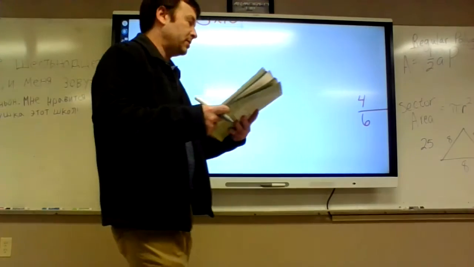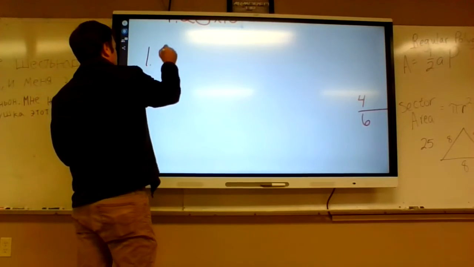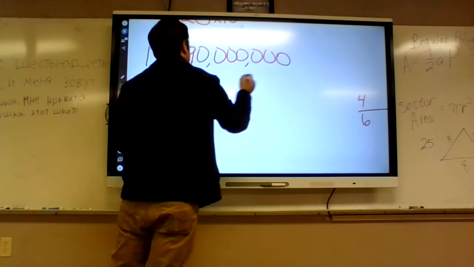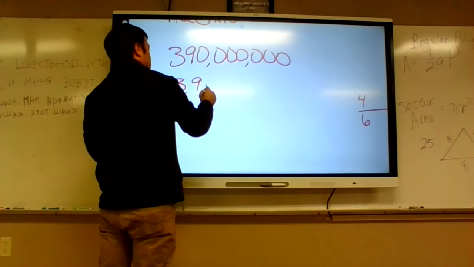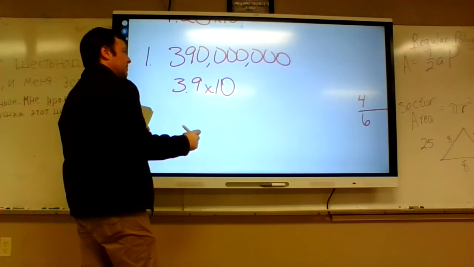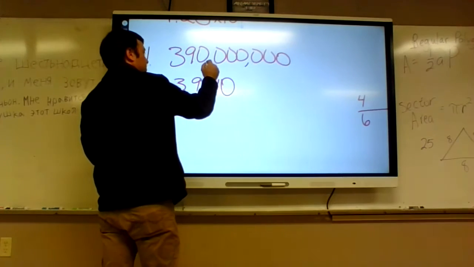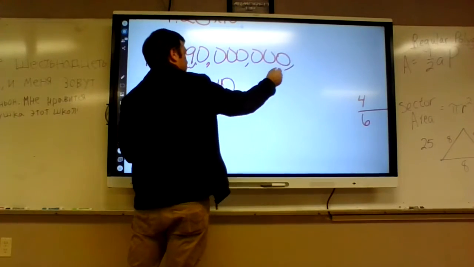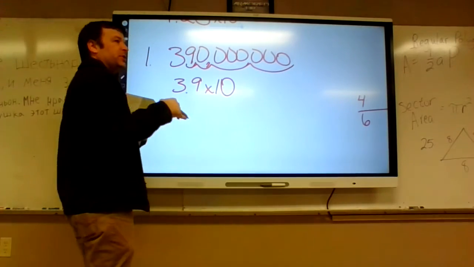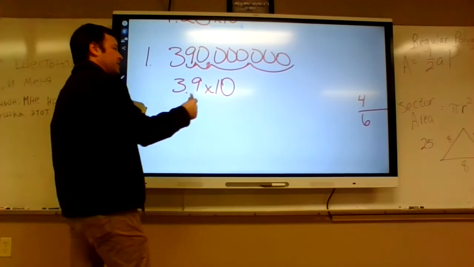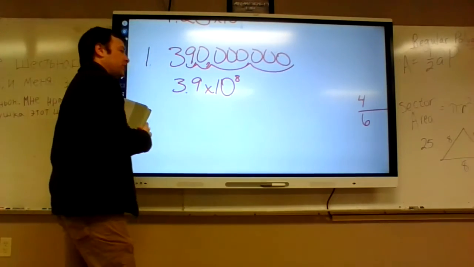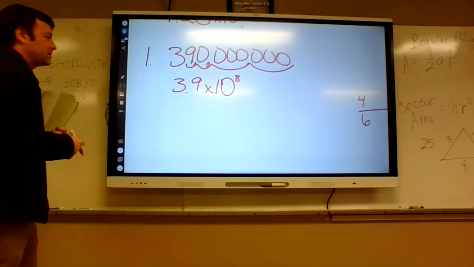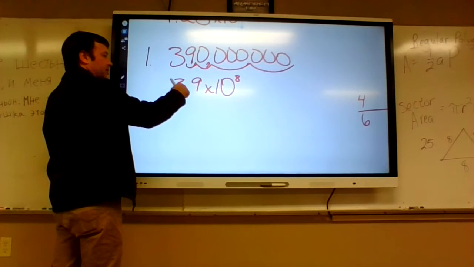Okay, number 1 says 390 million. So we're supposed to write this in scientific notation. So it's 3.9 times 10 to the... 3, 6, 7, 8. You guys get that? 3, 6, 7. I did 100 millions place a bit ago, and it was to the 8th power. That was like my second example. Anyway, that basically means 390 million.